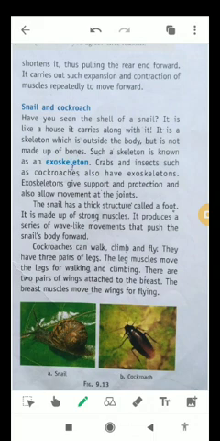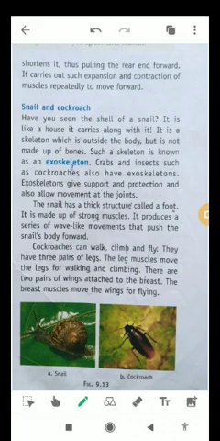Now we will talk about the movement in snail and cockroach. Have you seen the shell of a snail? It is like a house, it carries along with it. It is a skeleton which is outside the body but is not made up of bones. Such a skeleton is known as exoskeleton. So students, the skeleton which is found outside the body is known as exoskeleton. The crabs and insects such as cockroach also have exoskeleton. Exoskeletons give support and protection and also allow movement at the joints.